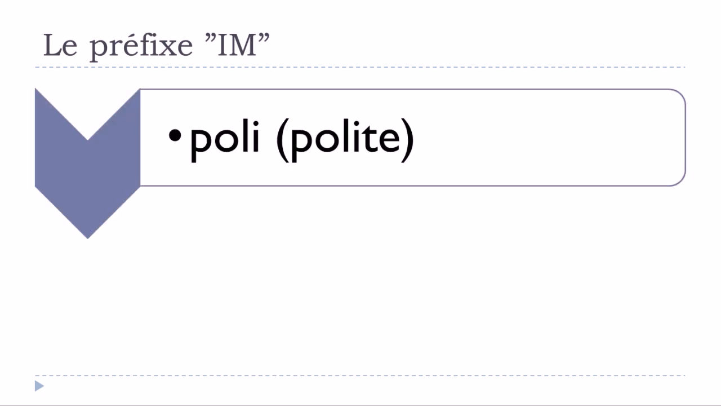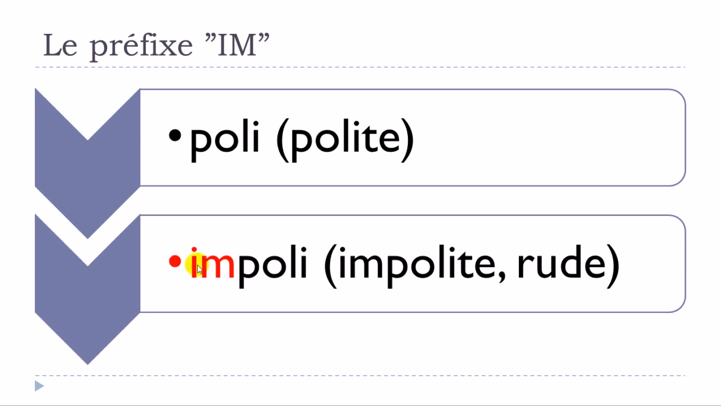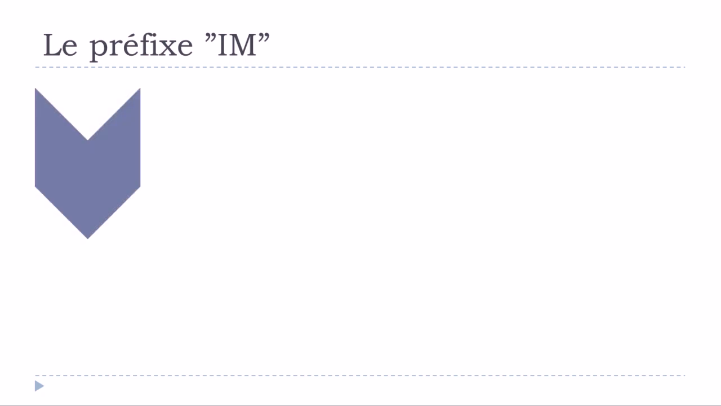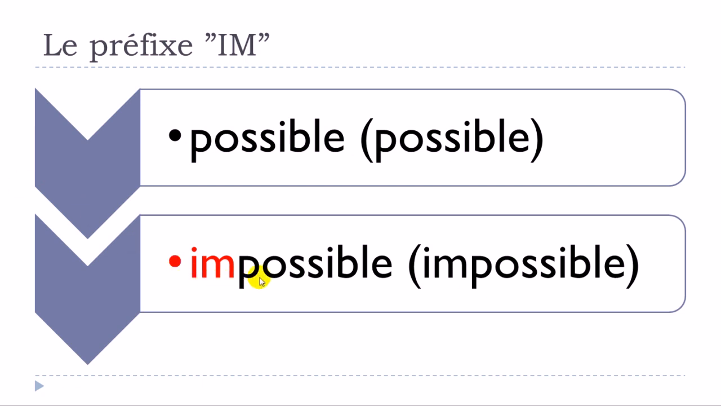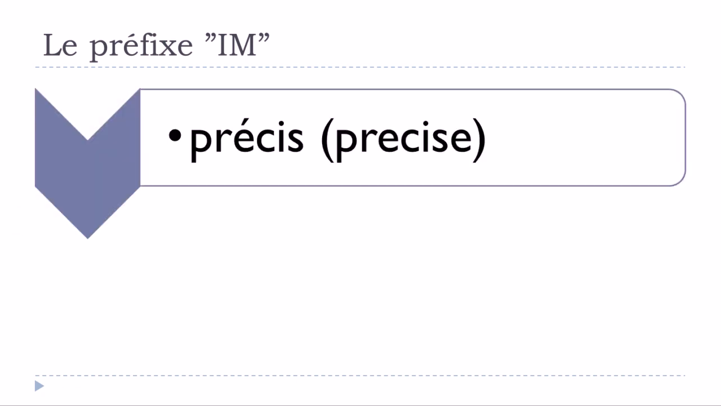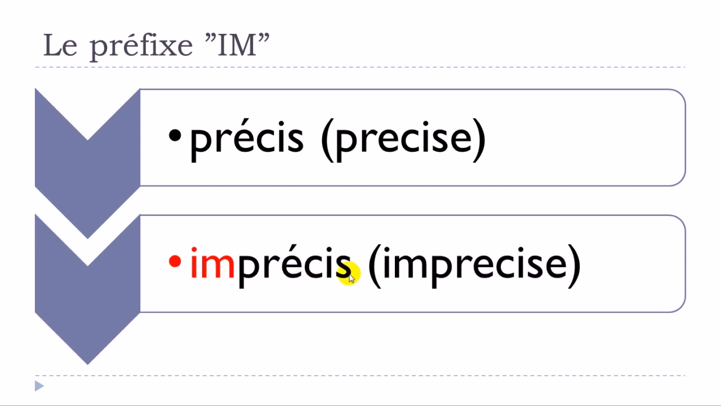Poli, poli. Impoli, impoli. Possible, possible. Impossible, impossible. Précis, précis. Imprécis. So you can see that it's all the time the same technique, so you just add this im in front. Imprécis.